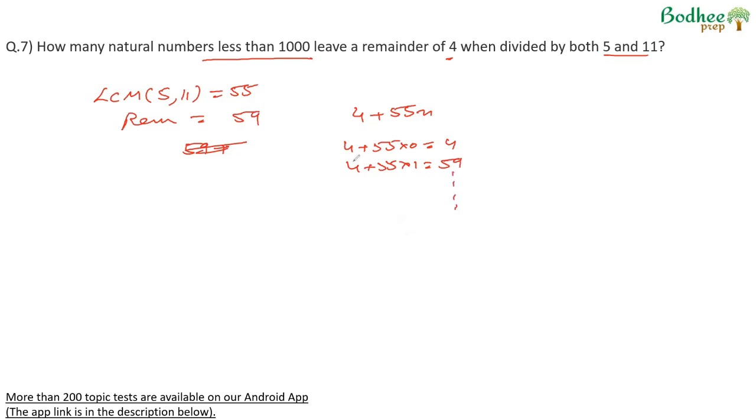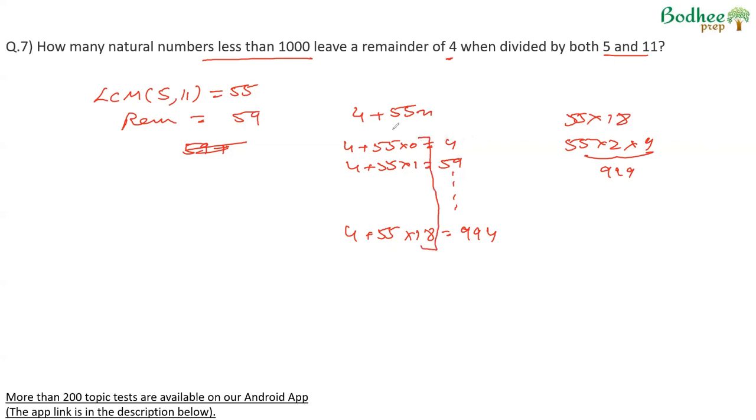What will be the largest such number? We have to be less than 1000. 55 into 20 will cross 1100. 55 into 18 is 55 into 2 into 9, 990. So if we write 4 plus 55 into 18, this will be 994, which is less than 1000. Anything beyond this will cross 1000.